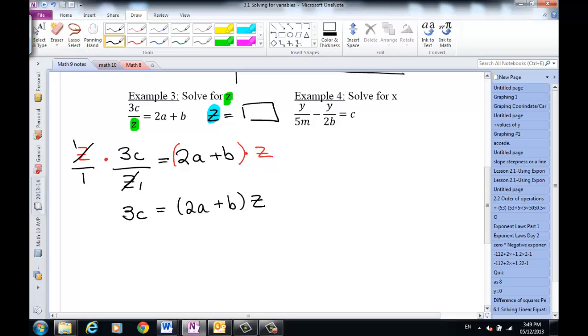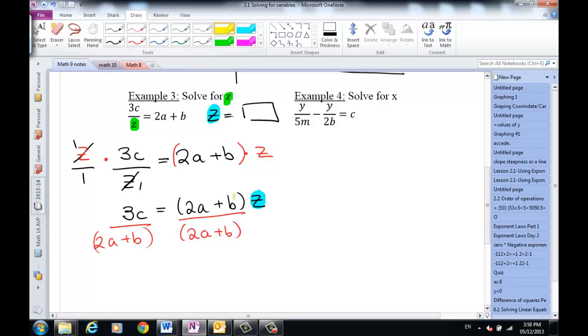Now, I'm not going to distribute this. A lot of us will probably think, oh, I can open up these brackets. But in fact, I'm trying to find z is equal to something. Notice that I've already isolated z. So all I have to do here is divide both sides by 2a plus b.